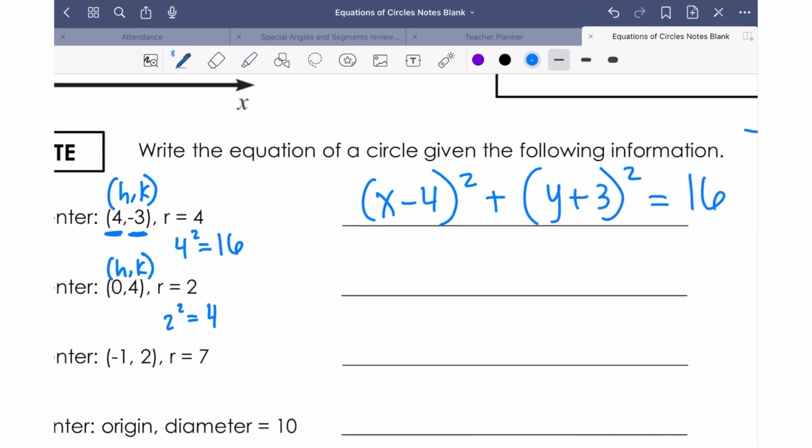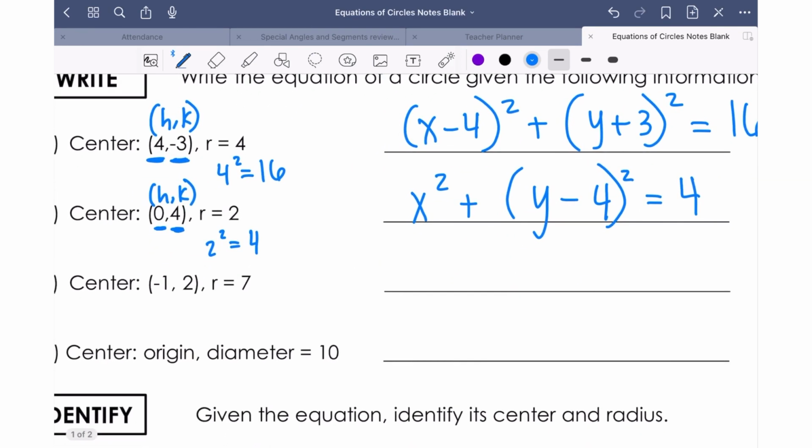All right, so if it's a 0, this is where students get confused. Do we write x minus 0? That's not wrong, but that doesn't do anything, so I'm just not going to write it. So x squared plus y minus 4, right? That's my k value. Squared, don't forget the squared, equals your radius squared, which is 4.